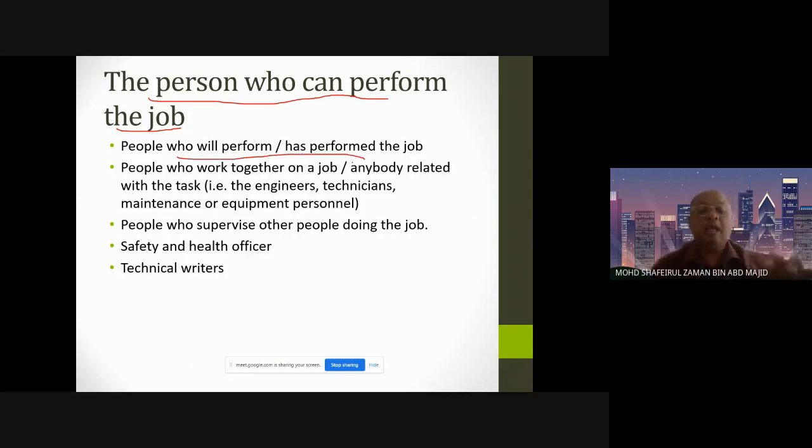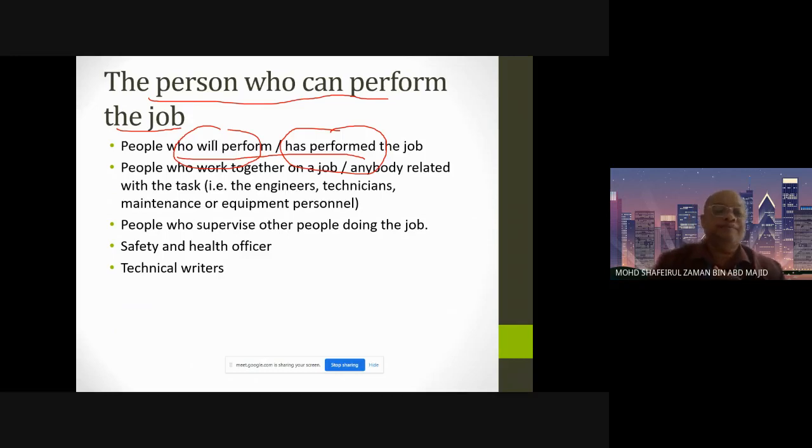So the SOP is for those who will be doing the job or for the people who have done the job. Meaning that they have done it before, and then they can refer back to the SOP so that they can follow the procedure correctly. Or who will perform, meaning that they have not done the job yet. It is going to be their first time doing it, and by following the SOP, they can reduce the possibility of having any accidents.